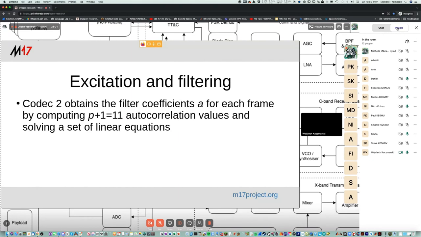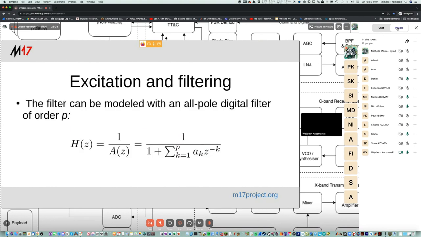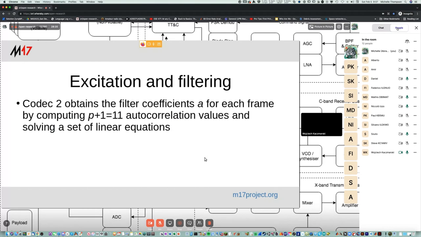Now, what Codec 2 does is that it extracts the filter coefficients a_k in this equation, in the denominator, and there are 10 parameters a, 10 coefficients for each frame. So you have to compute autocorrelation values for the speech frame and then use a recursive algorithm called the Levinson-Durbin algorithm to solve a set of linear equations to obtain a parameters from the speech sample.